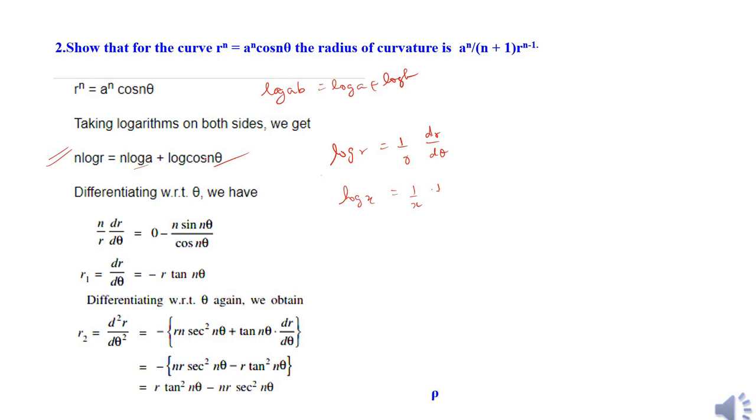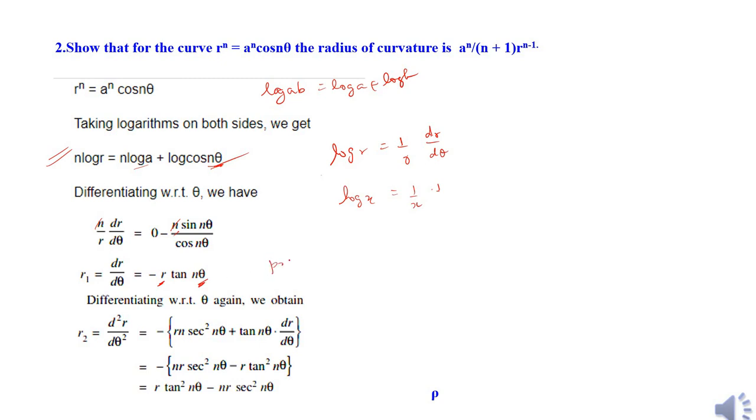Differentiating gives you 1 by x into sin n theta by cos n theta, and so the n's cancel out. You get minus n sin n theta into n, so r1 is equal to minus r tan n theta after simplification. Next we find r2. Here r1 is minus r tan n theta, which is a product of r, a function of theta, and tan n theta, also a function of theta.